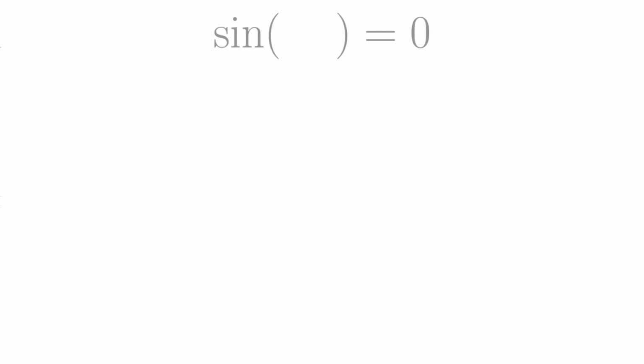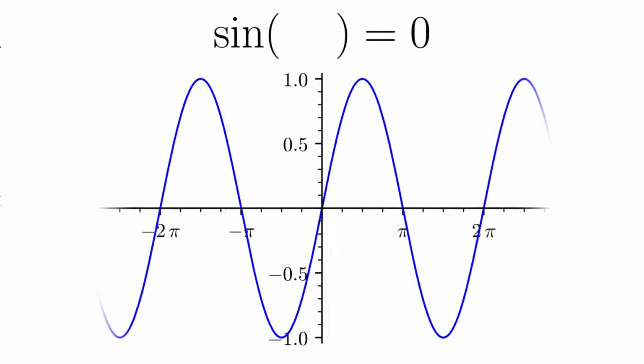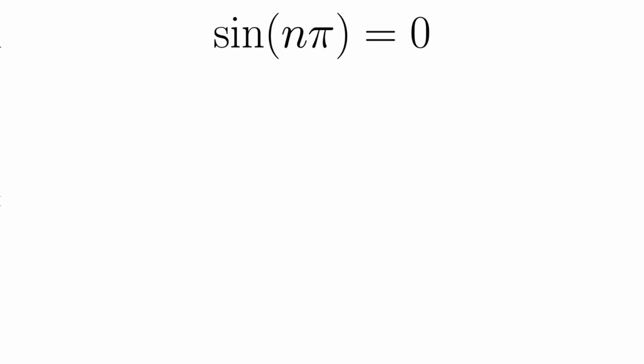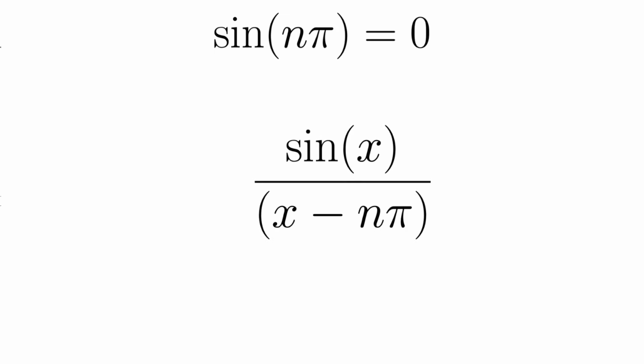So what are all the zeros of sine of x? Well, there's this one at 0, this one at pi, this one at minus pi, 2 pi, minus 2 pi, and so on. All the zeros of sine of x are exactly of the form some integer n times pi. Hopefully at this point, I've got you at least a little bit convinced that I can always factor x minus n pi out of sine of x.